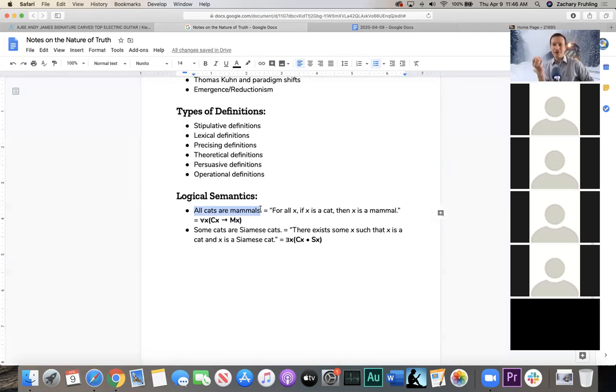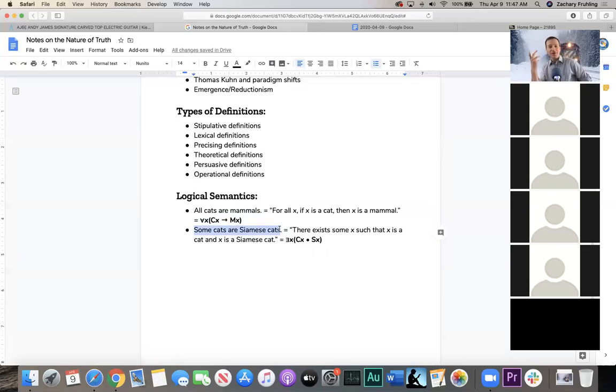Is it actually true that for any given object, if it's a cat, then it's a mammal? If the answer is yes, then that's a true statement, and it's true that all cats are mammals. So here's another example, different categorical statement. Some cats are Siamese cats. What does that mean to a logician?